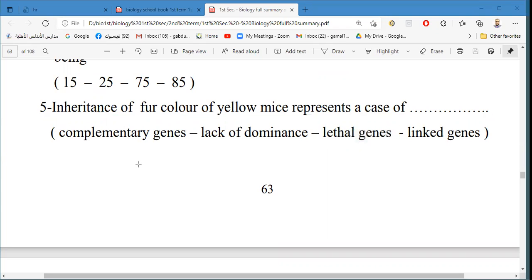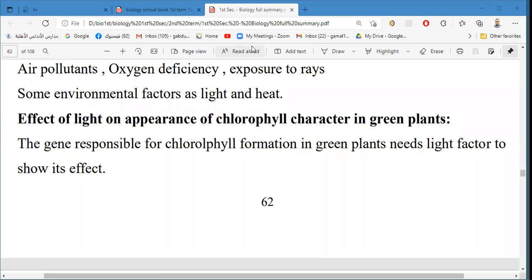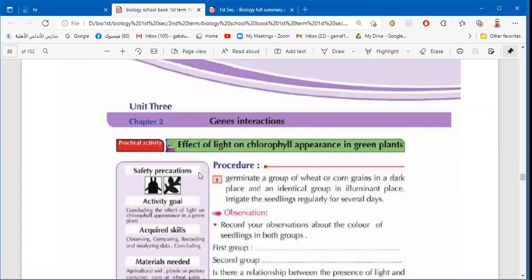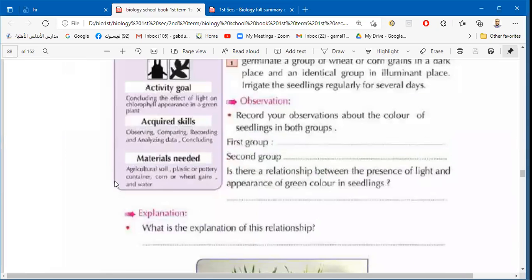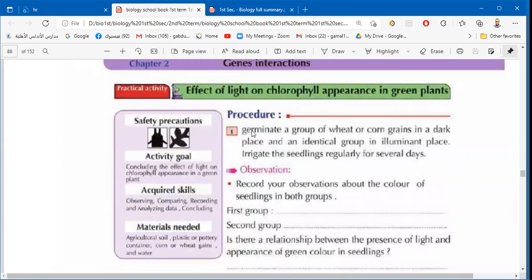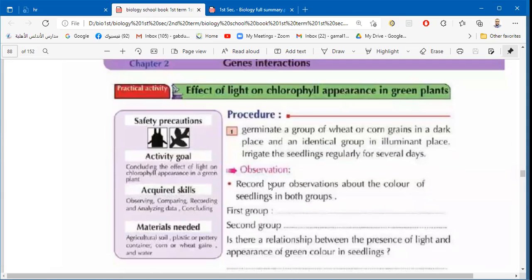Before we continue answering, I want to come back a little bit to another part of the lesson. We haven't discussed it. In this part of the lesson, the effect of the environment: the effect of light on chlorophyll appearance in the green plants. You know that the green color of the plant is due to the presence of the chlorophyll pigment. The chlorophyll is a green pigment which gives a green color to the plant.